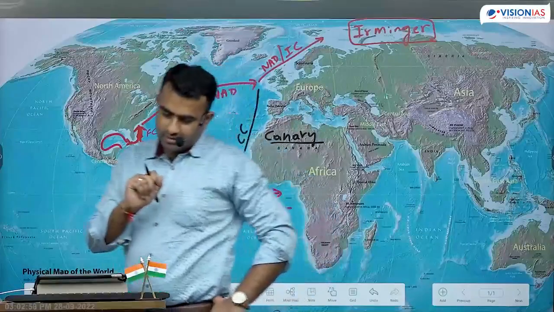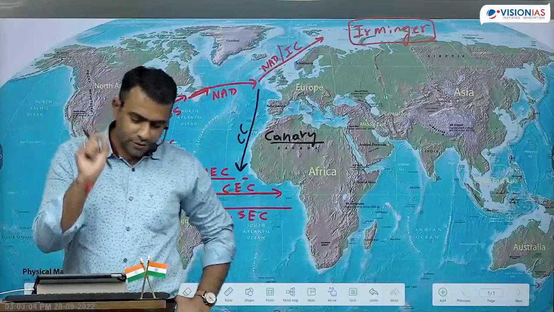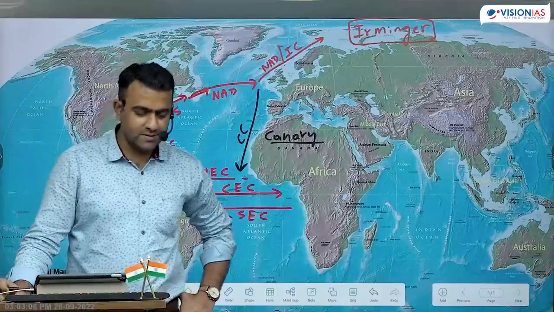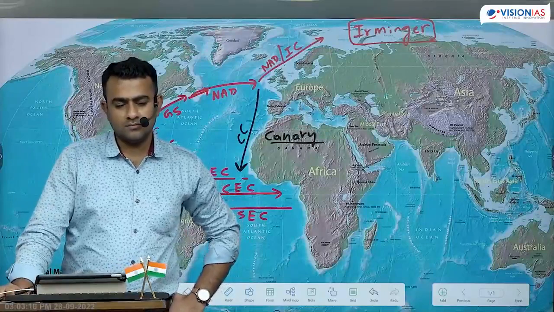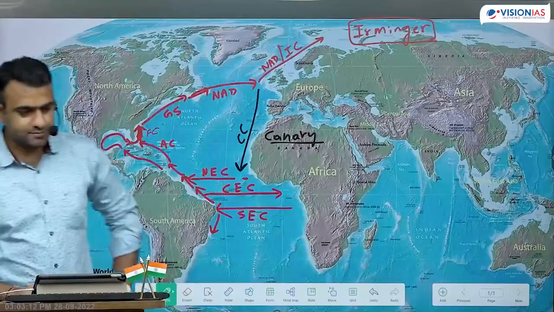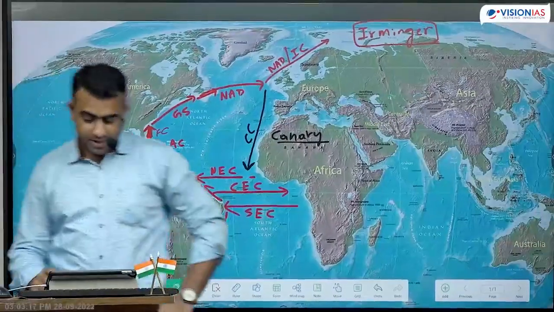We had covered up to the counter equatorial current, right? The next point: the South Equatorial Current, SEC, is bifurcated near Brazil.